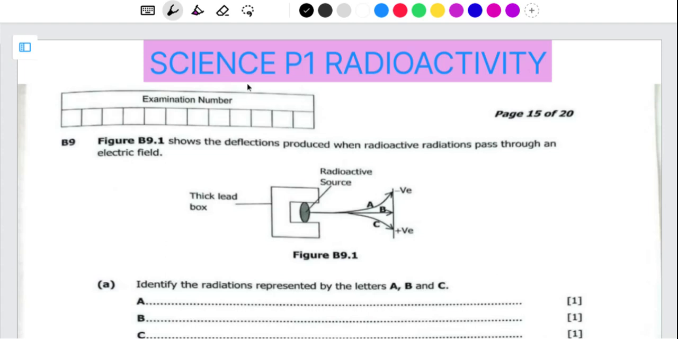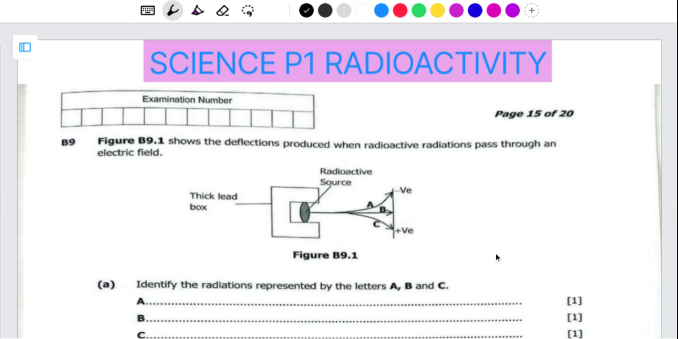We will be looking at science paper 1. Specifically, we are going to look at radioactivity. This is an important topic that you need to know in science paper 1. It usually comes on question B9, and it says figure B9.1 shows the deflections produced when radioactive radiations pass through an electric field.